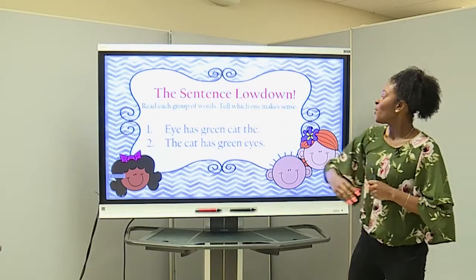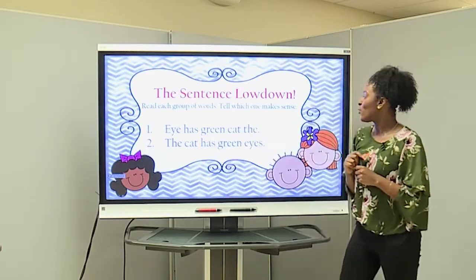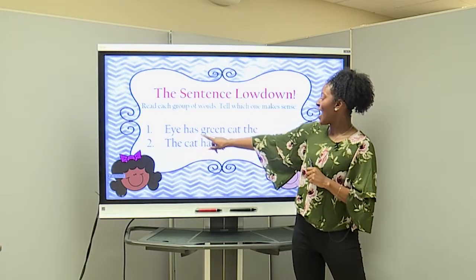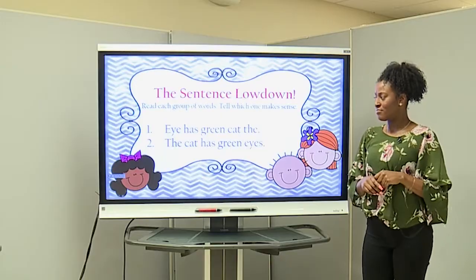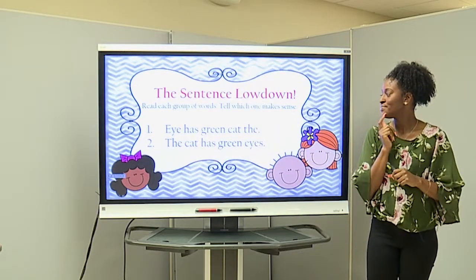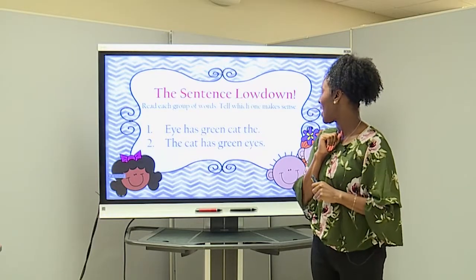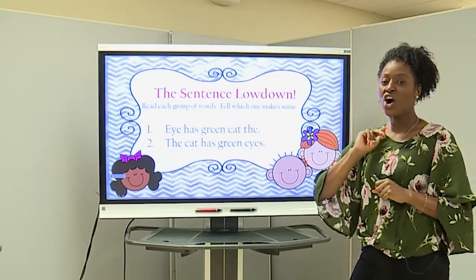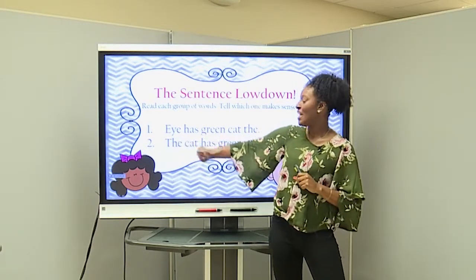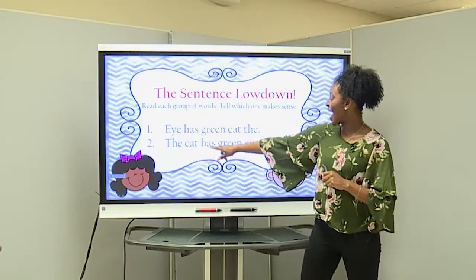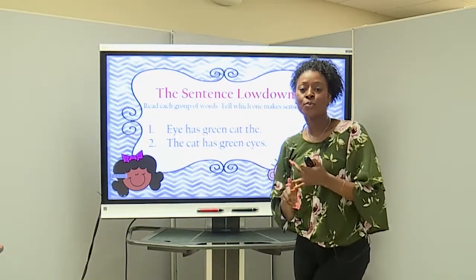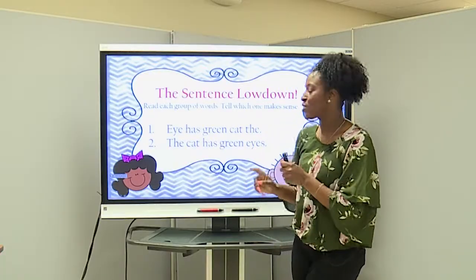All right, we're going to read a group of words. I want you to tell me which one makes sense. The first one: I has green cat the. Number 2: the cat has green eyes. Which one makes sense? Sentence 1 or sentence 2? Did you say sentence 2? If so, you are correct. The cat has green eyes. That sentence expresses a complete thought, has a group of related words in the correct word order.